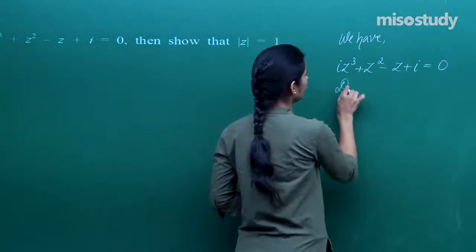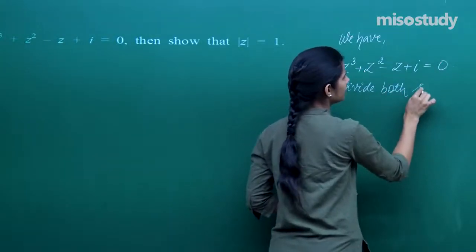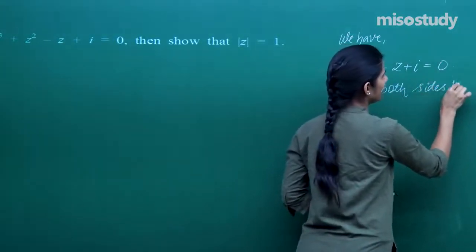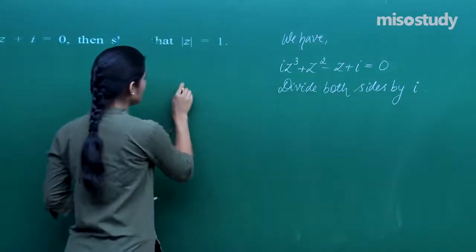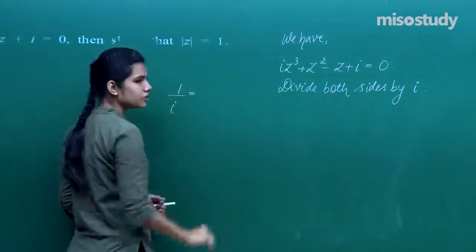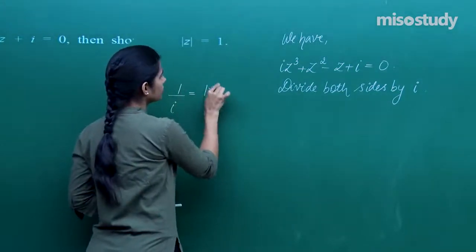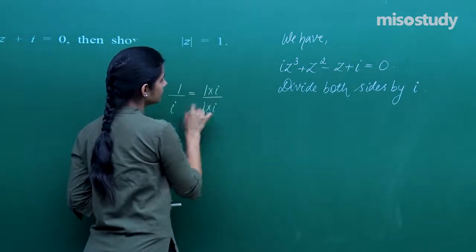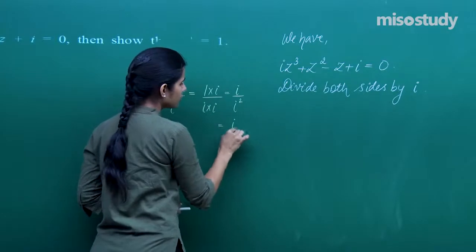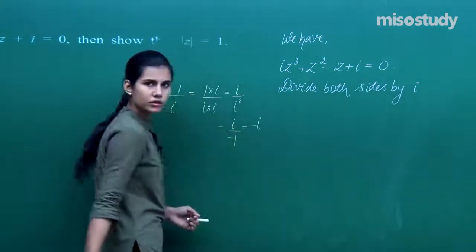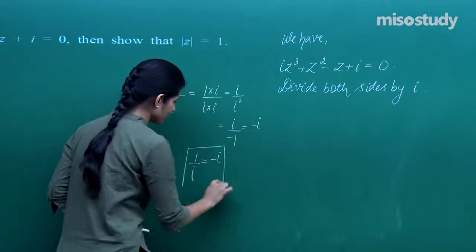So what we do, we divide both sides by iota. Please understand one thing. Whenever you divide by iota, you get 1 by iota. Multiply and divide by iota. So you get 1 into iota, iota into iota. This is iota upon iota square, which is iota upon minus 1, which is minus iota. So please remember, 1 by iota always is equal to minus iota.